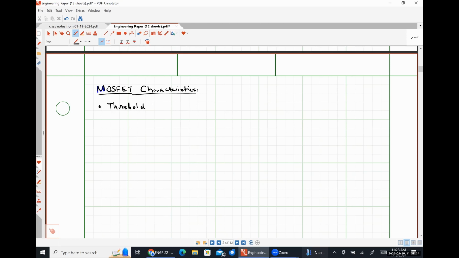And I literally cannot remember if threshold voltage is supposed to have two H's in a row or not, but it looks weird to me, so I'm just going to put one H and you'll know what I'm talking about.